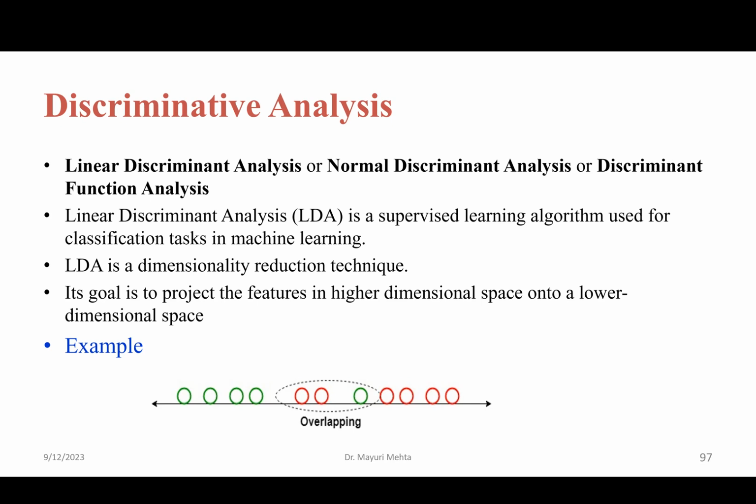The original technique LDA was developed in 1936. See, it is almost 90 years, right? The technique was developed in 1936 by Ronald Fisher, and at that time it was known as linear discriminant or Fisher's discriminant analysis. The original linear discriminant was described as a two-class technique.